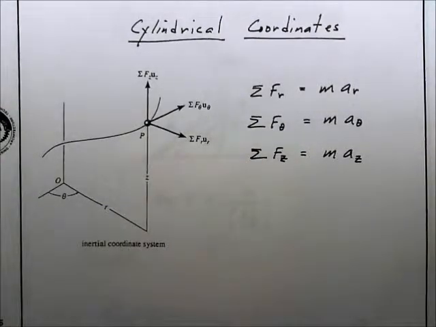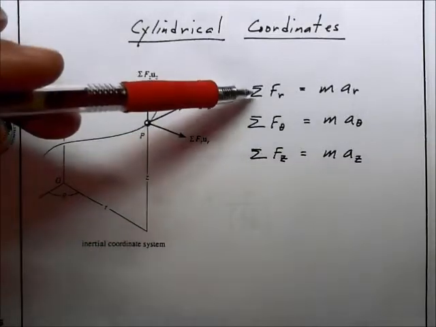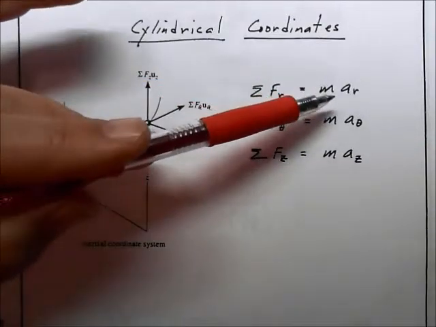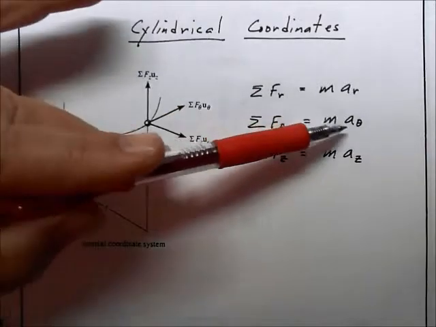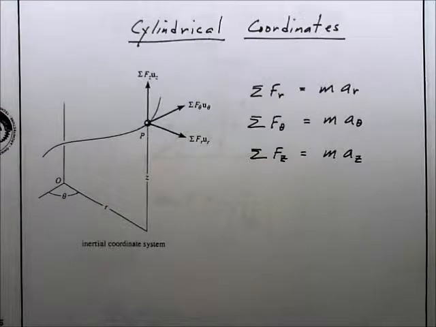Alright, today I'm going to be talking about the final segment of Chapter 13, which is Kinetics of Particles, using the general equation F equals ma, but we'll be applying it to cylindrical coordinates, and therefore the three coordinate directions for cylindrical coordinates. We'll sum forces in the radial direction equal to mass times acceleration in the radial. Same thing for the theta direction, same thing for the z direction. So for three dimensions, we have three equations to work with for kinetics.